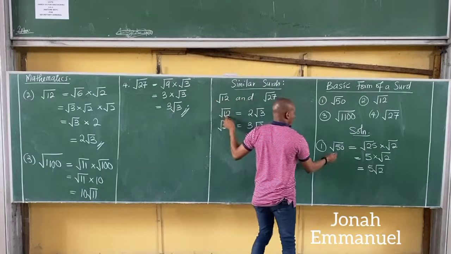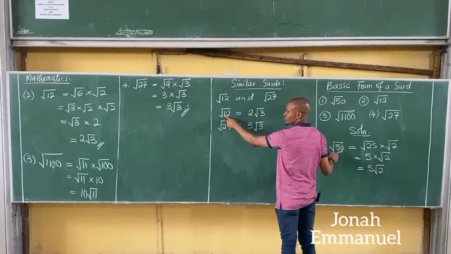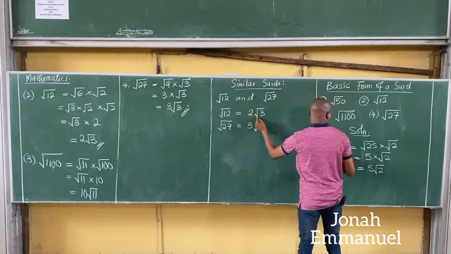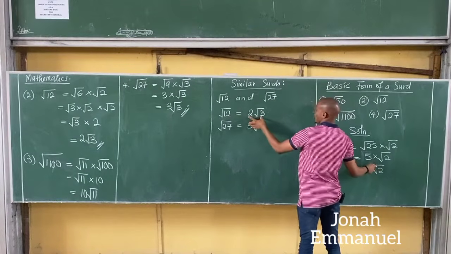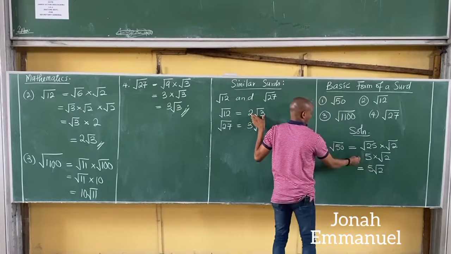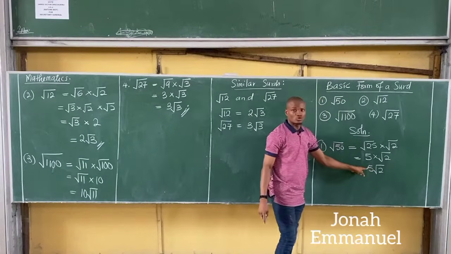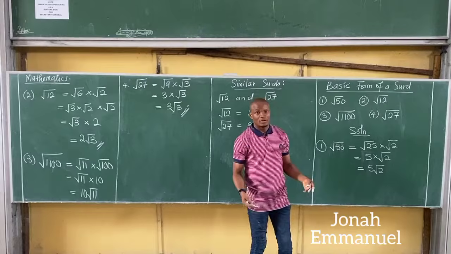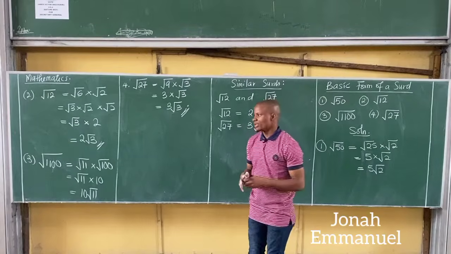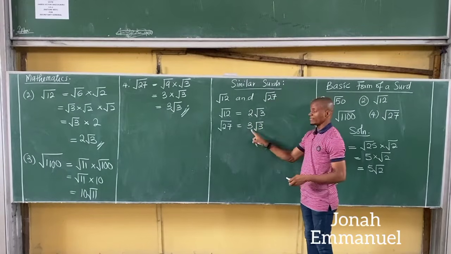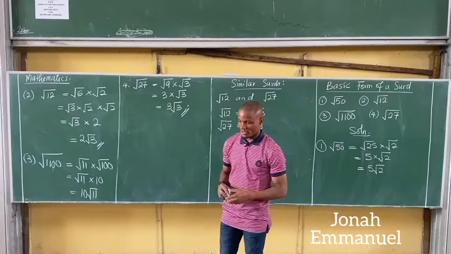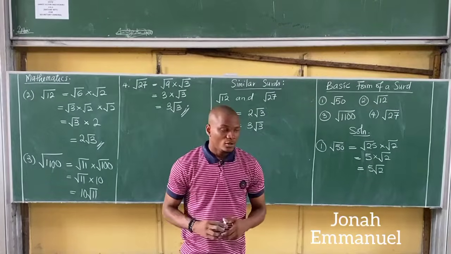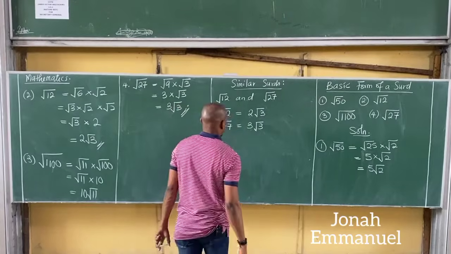Observe, root 12 and root 50 are not similar surds. Why? Because here's root 3, here's what there? Root 2. So this is a multiple of root 3. This is what there? A multiple of what? Root 2. So they're not similar. So when we say two surds are similar, what does it mean? It means they are multiples of the same surd. Alright, that's the concept here. Let's do algebra of surds.